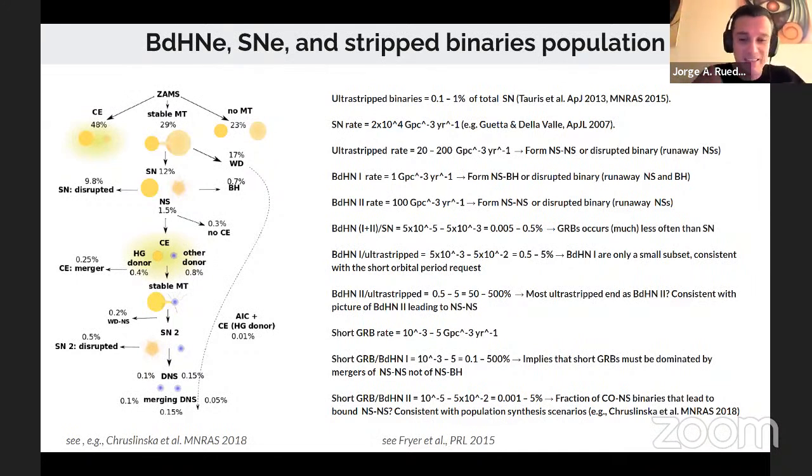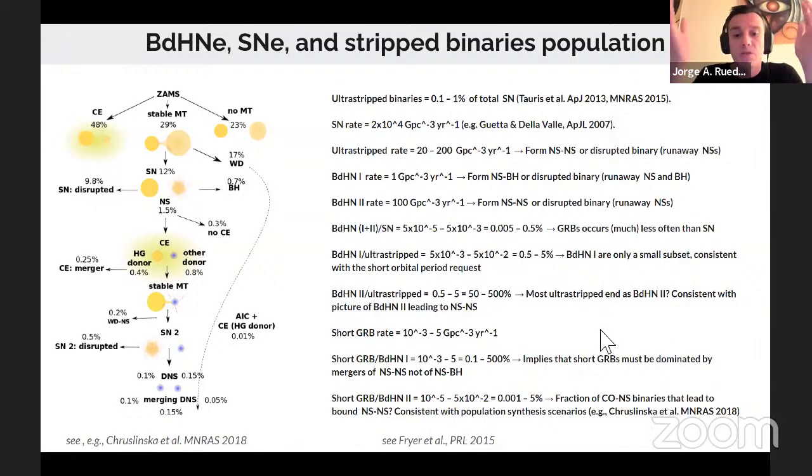So we have the uncertainties, but you see the difference between these two numbers, variation 1 and variation 2, tells you that actually in variation 2, in the variation picture, they can naturally form neutron star binaries or disrupted binaries, and agree with the ultrastrip population. And this can be compared also with the short GRB rate now.